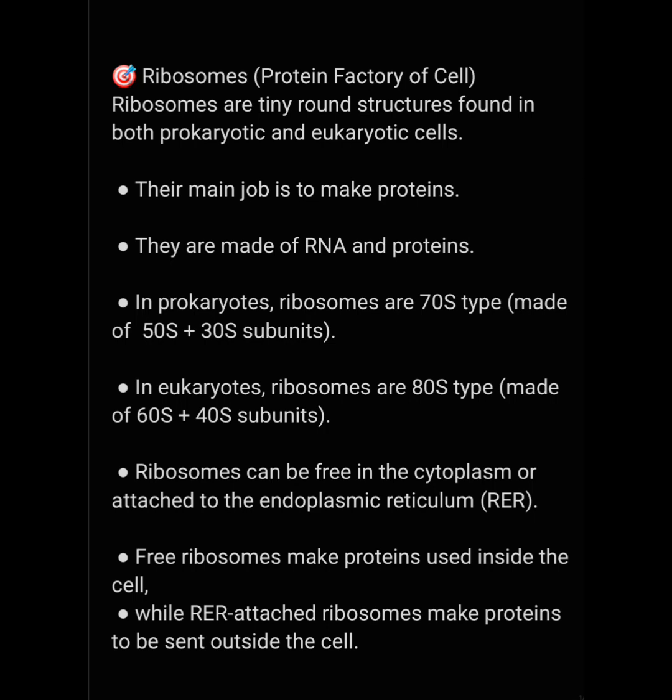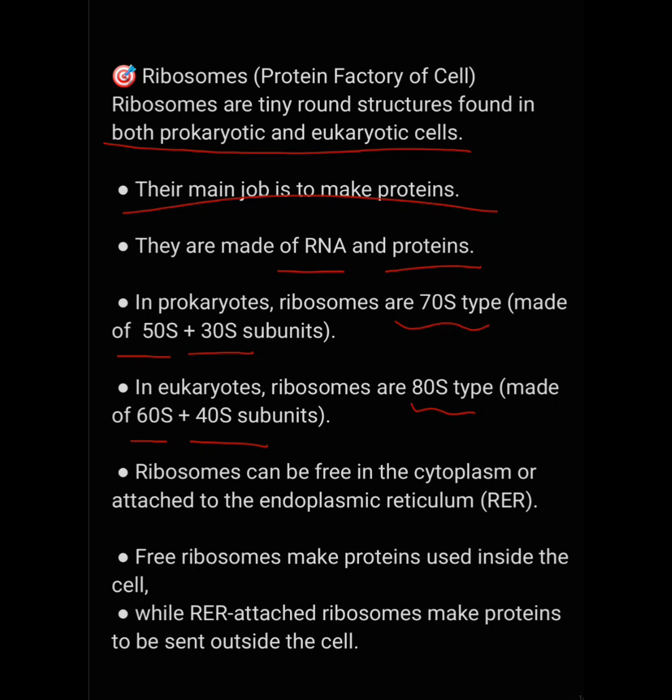Ribosomes are tiny rounded structures found in both prokaryotic and eukaryotic cells. Only ribosomes are present in both eukaryotic and prokaryotic cells. The main function of the ribosomes is to synthesize proteins. They are made up of RNA and proteins. In prokaryotes, ribosomes are 70S, and the two subunits, 50S and 30S, together form the 70S ribosome. In eukaryotes, the ribosomes are 60S and 40S, which together form the 80S ribosome.